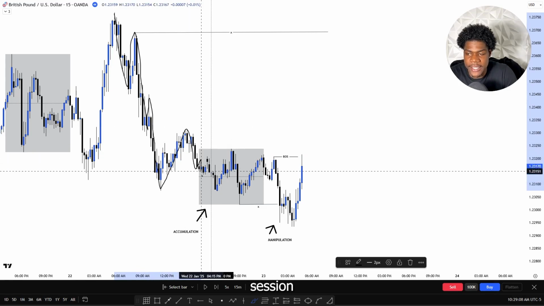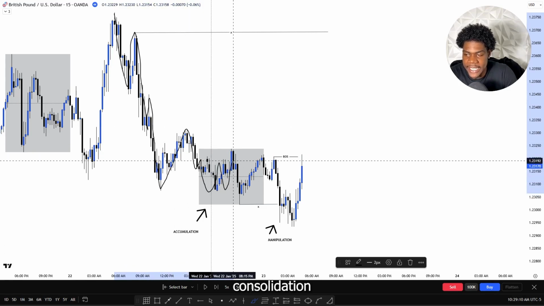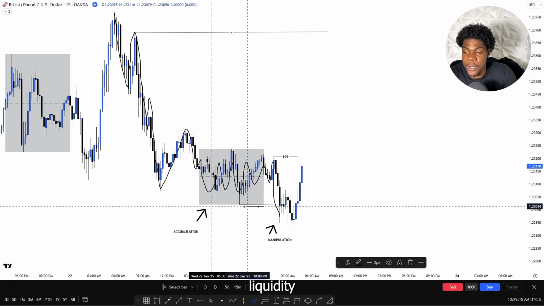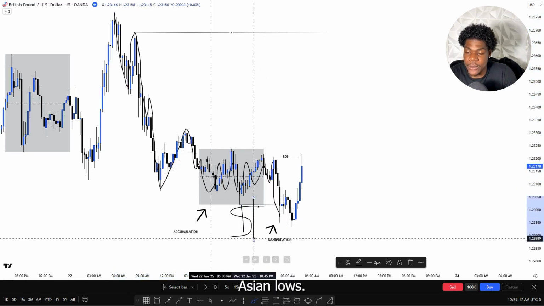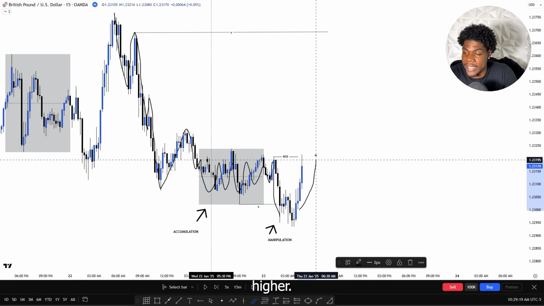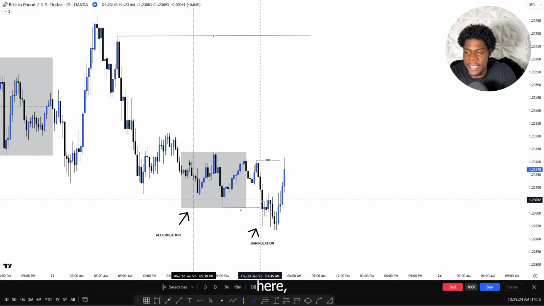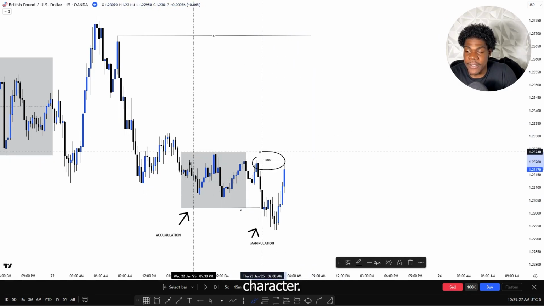And then during the Asian session, price built this consolidation range right here. So we can see that price pushed down lower to give us a liquidity sweep of the Asian lows, and then we can see that price rallied higher. So if we can get a breakup structure of this internal range high right here, this right here will be our change of character, right?